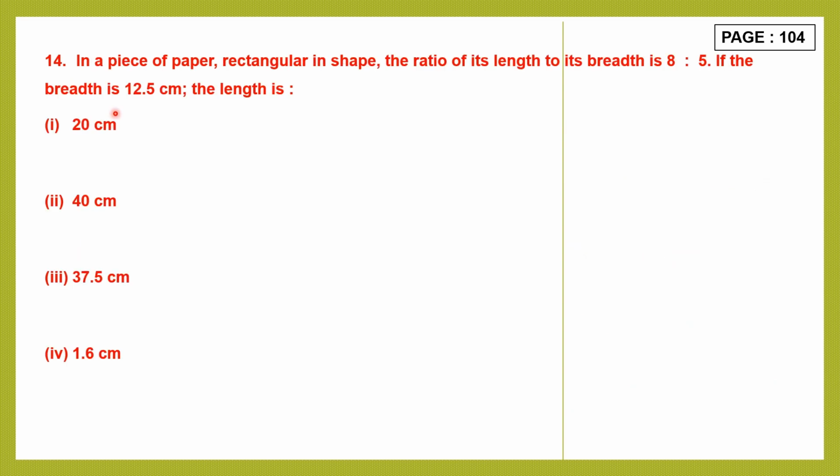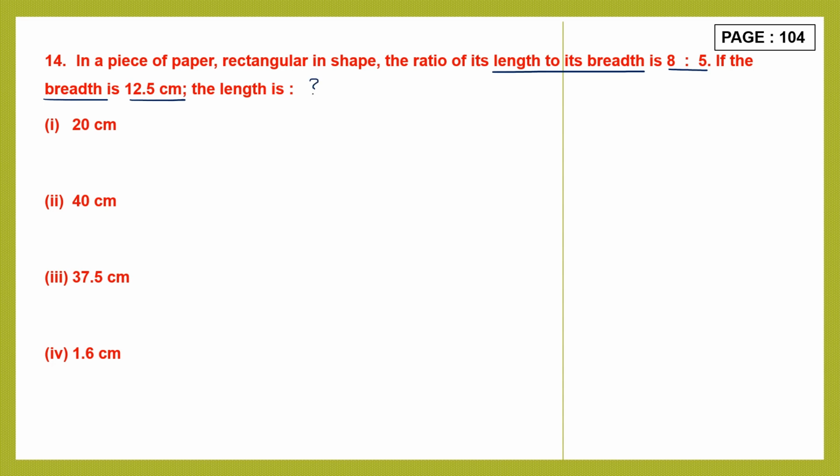Question 14. In a piece of paper, rectangular in shape, the ratio of its length to its breadth. So this is very, very important, the order. Length has come first and breadth has come second. So the ratio of its length to breadth is 8 is to 5. If the breadth is 12.5 centimeters, find the length is the question.